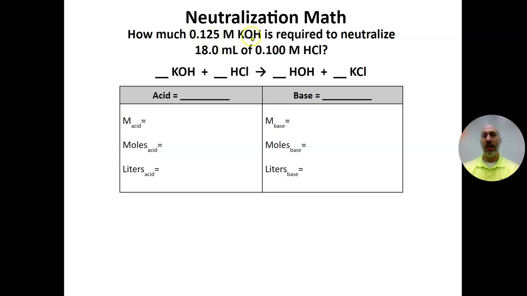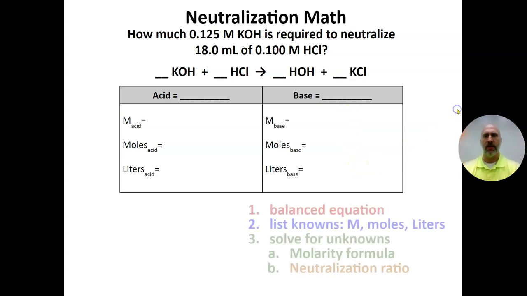Now, in this question, it says, how much 0.125 molar KOH, which is the base, it's got the OH there, is required to neutralize 18 milliliters of 0.1 molar HCl? That's my acid. So we're trying to figure out here how much base it's going to take in order to neutralize this acid. Okay, so to do this, we're going to want to set up a little table like this, where we have our acid with molarity, moles, and liters, because we're going to come back to good old molarity, moles divided by liters. And we're going to compare the acid to the base, that ratio concept from one side to the other side.